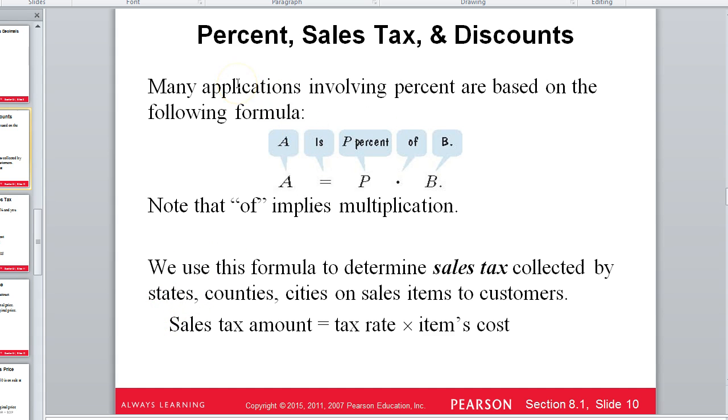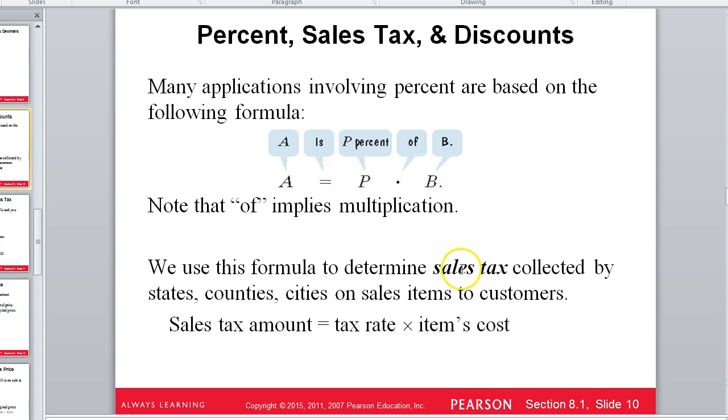Now when we do percent word problems, we use this: amount is percent of base. A equals P times B formula. And notice the "of" is interpreted as multiplication. Many times in percent problems, the "of" that we see is multiplication. Now, "of" is a very common word in our language, so it has to be the "of" that follows the word percent that we translate to multiplication.